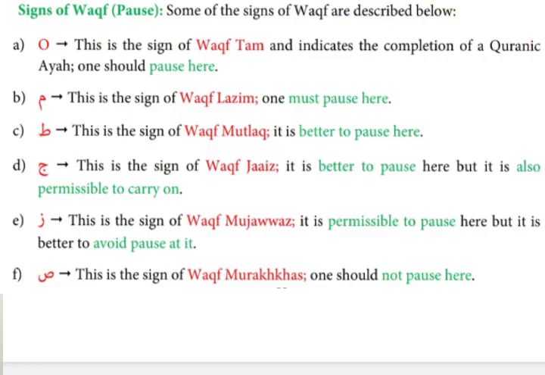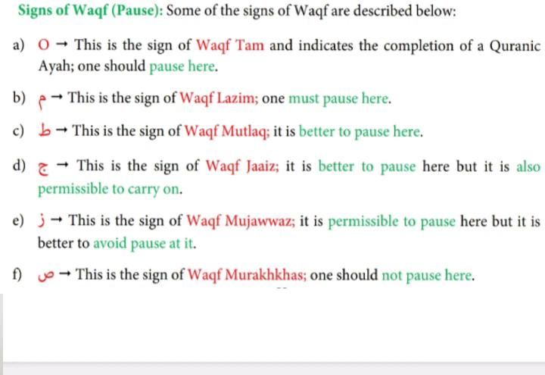Next. B. Mim. This is the sign of waqf lazim. One must pause here. Sometimes there is a small mim written as a sign of waqf in the Holy Quran. When you see a small mim as a sign of waqf, you must pause there. Next. Ta. This is the sign of waqf mutlaq. It is better to pause here. Sometimes you see a small ta as a sign of waqf. When you see a small ta in the Holy Quran, it is better for you to pause here, to do waqf here.